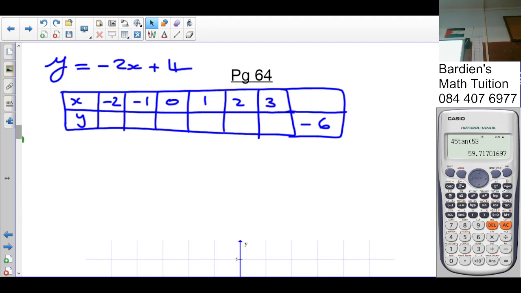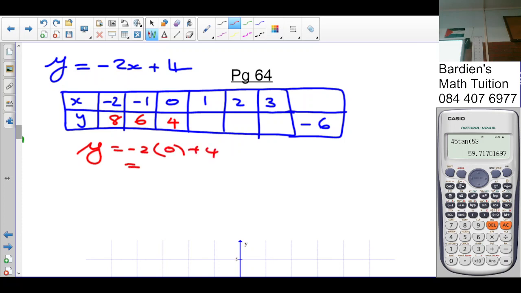So, for those of you who did the work, what is the first value? 8. You all got 8. I don't need to explain how 8, no? The next one? 6. Then? 4. Okay? 2. No. Let's see. y equals negative 2 times 0 plus 4. Negative 2 times 0 is negative 2, not so? No. 0. The answer is 4. So that's your mistake.